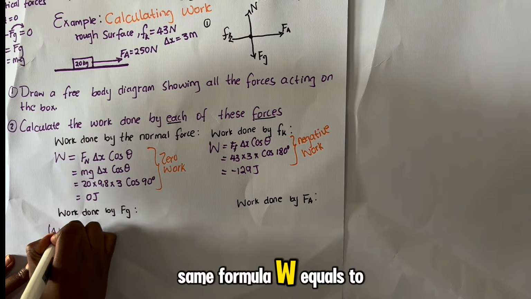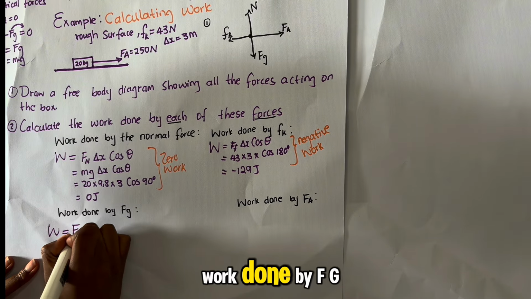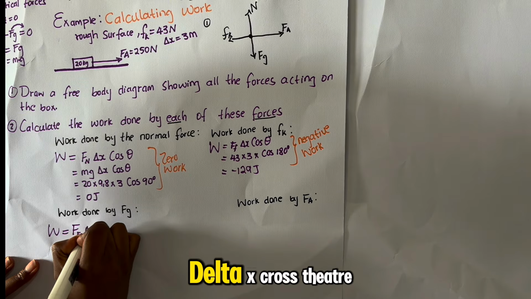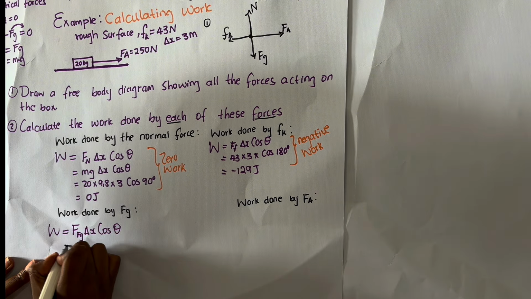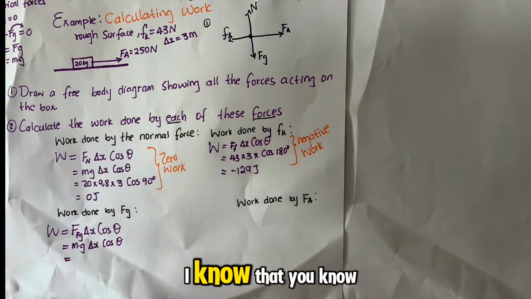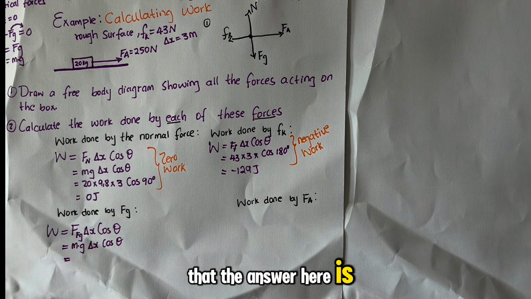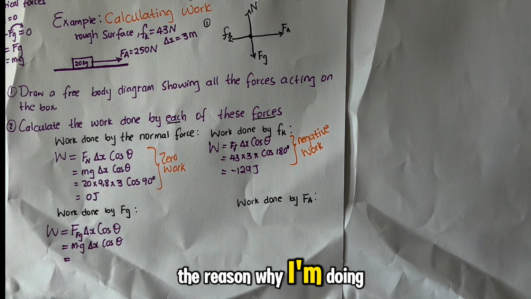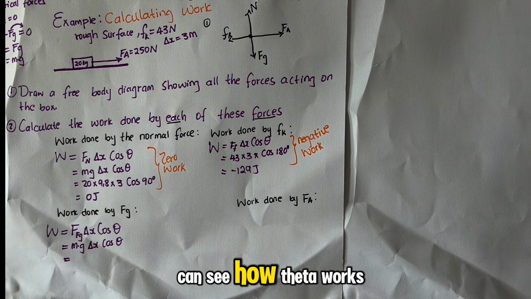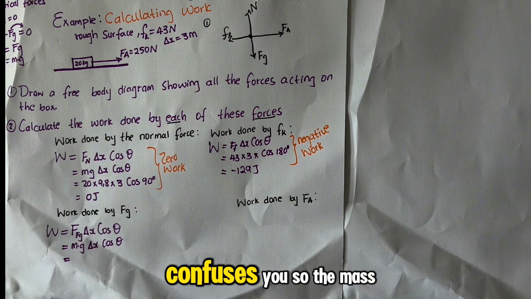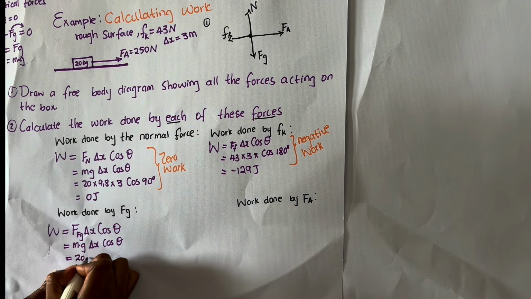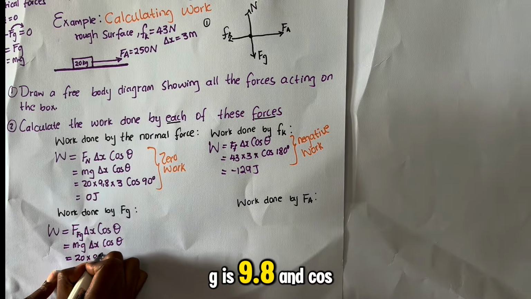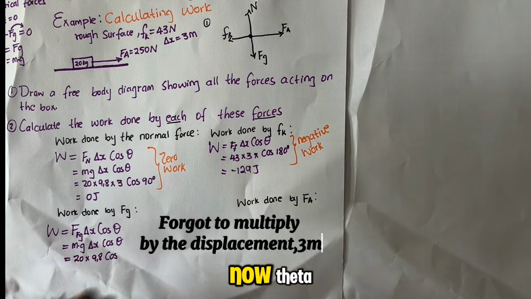Same formula, W equals to work done by Fg, delta X cos theta. I know that you know that the answer here is also going to be 0. But the reason why I'm doing this is so that you can see how theta works, so that it never ever confuses you. So the mass is 20, G is 9.8, and cos now theta.